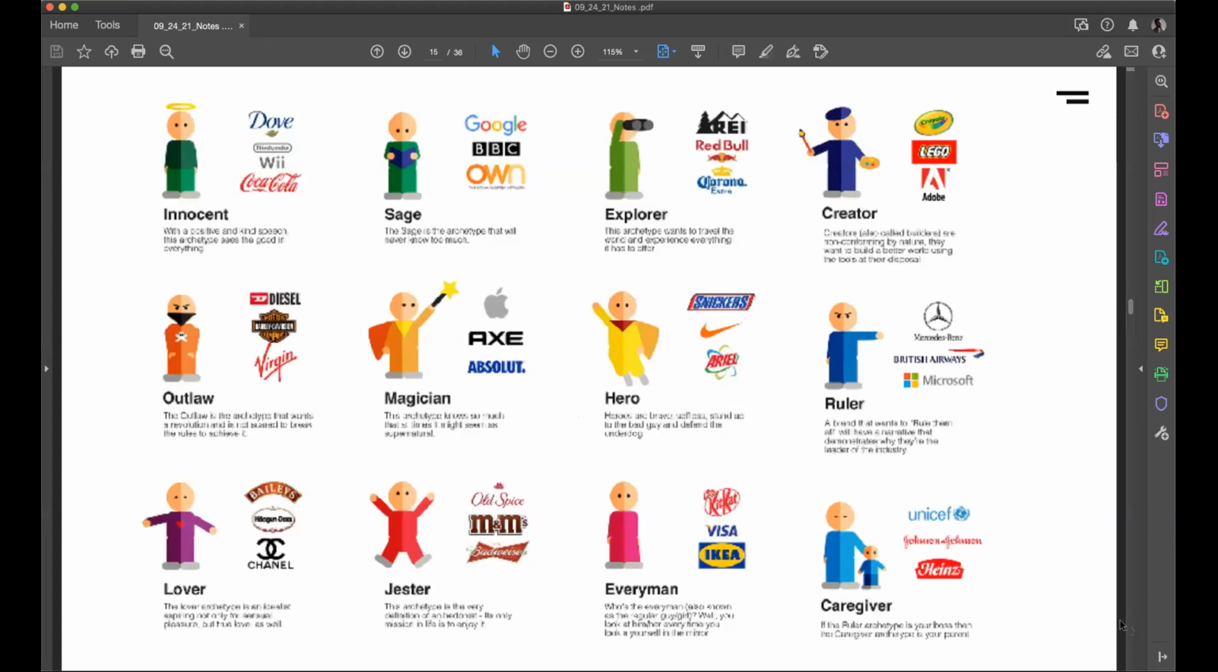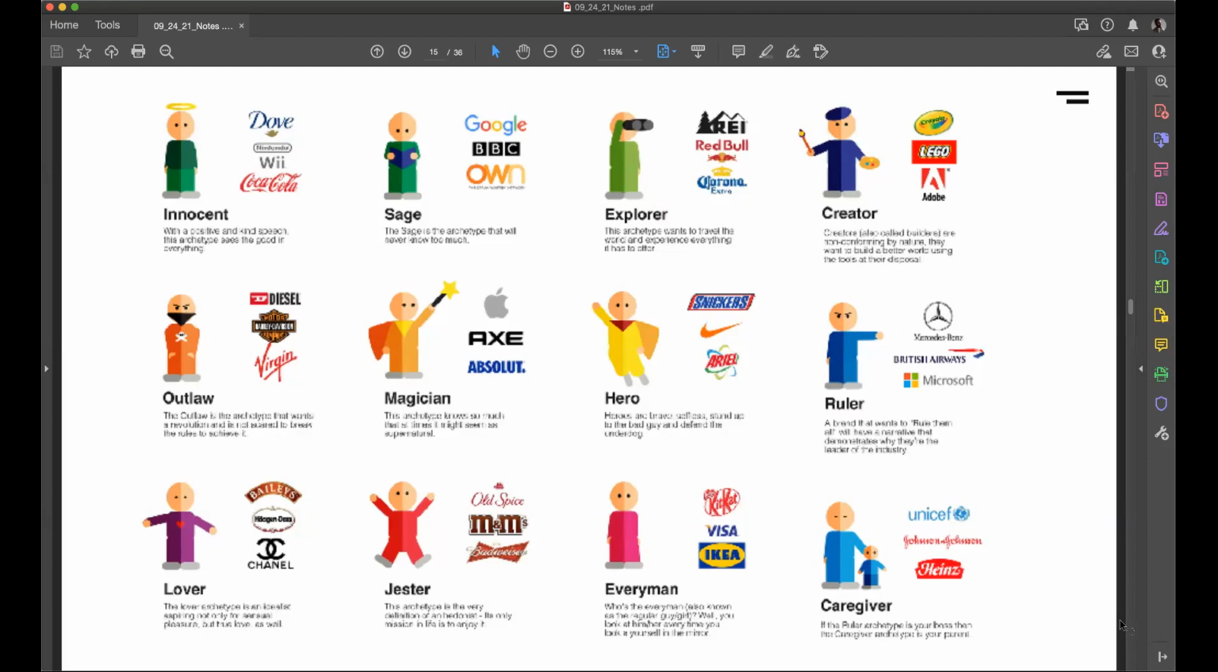And this is a great example of showing you that you have everything from the creator, the explorer, the innocent, the outlaw. The outlaw is a little bit rebellious. The magician is that person that can do a lot with a little. They can pull a rabbit out of their hat, that kind of stuff, right? You've got a hero, the ruler, the everyday man or woman, the caregiver, the jester, the lover. These are all ways to consider who your brand is.